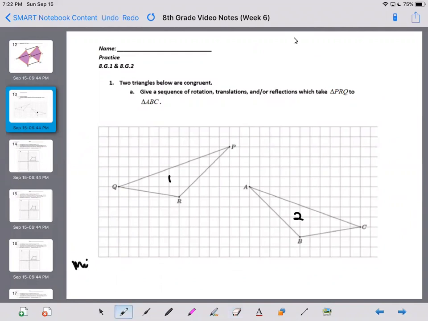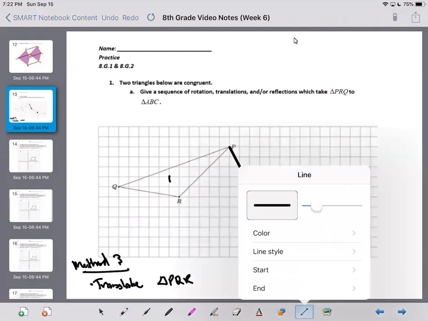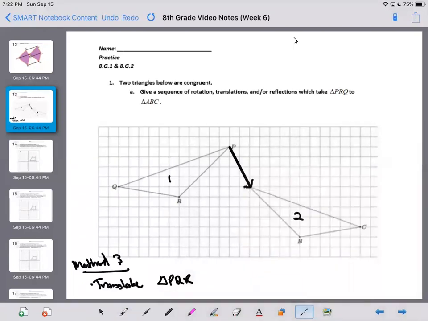And so method 3, we could translate or slide triangle PQR along vector PA. So now we're looking at, I could slide it this way along that vector. But then to do that, notice that, I would need you to reflect it over that dotted line. So we're sliding triangle PQR along vector PA.